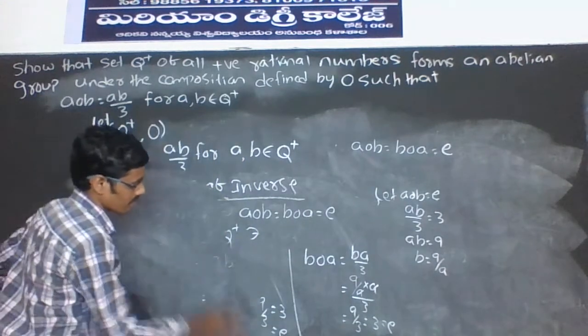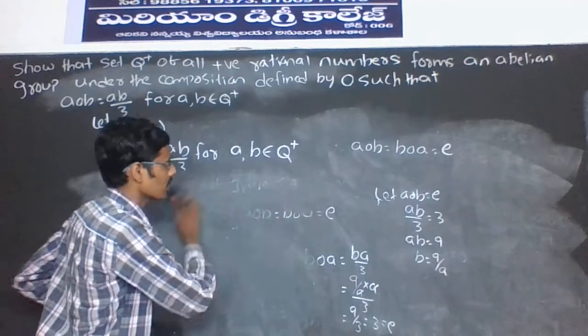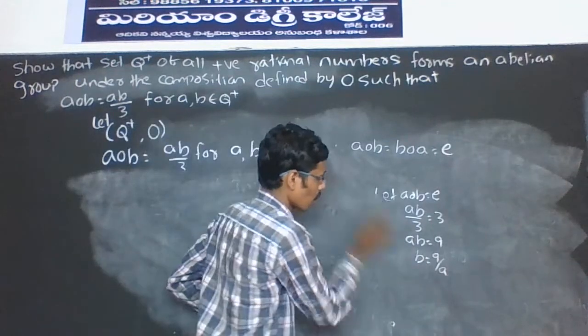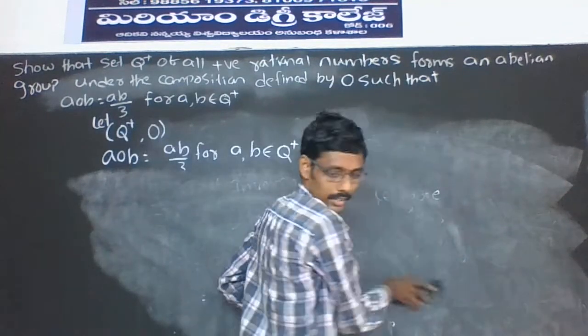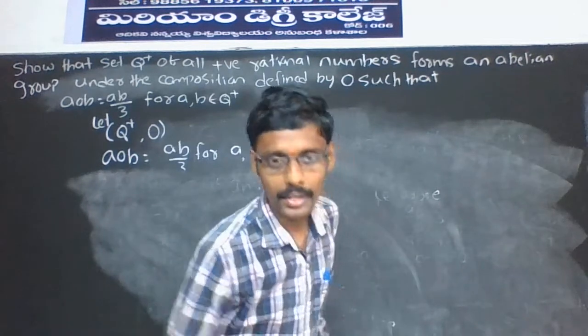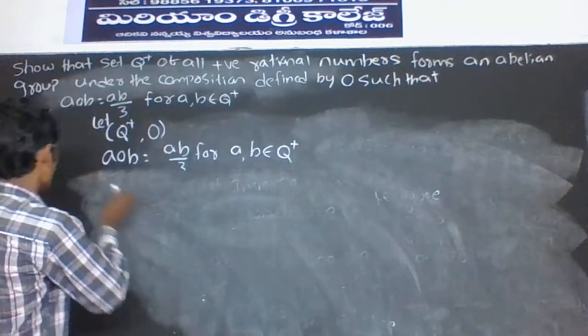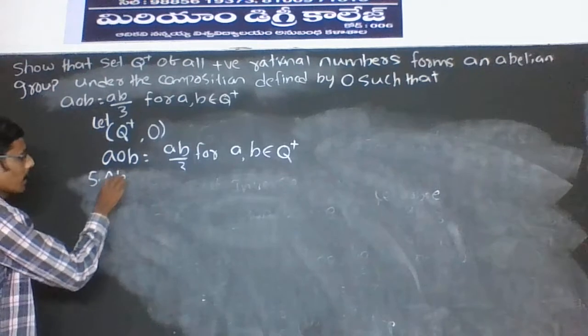Therefore, Q plus comma circle is a group. Last one, the fifth one: abelian property.